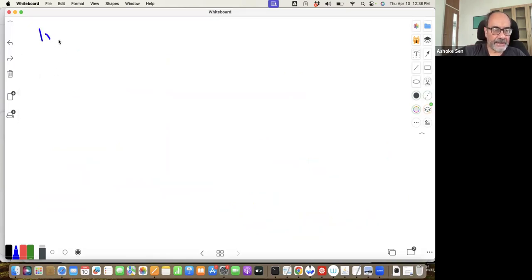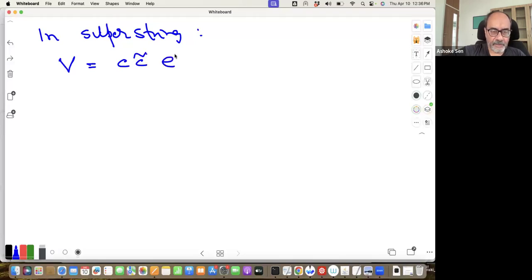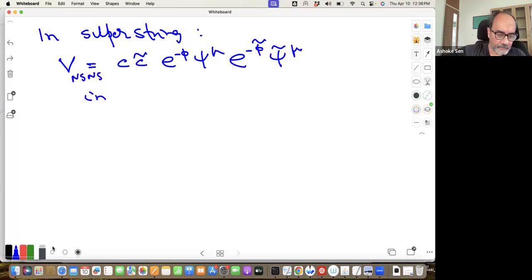Okay. So in superstring theory, it's more or less straightforward. There, the graviton vertex operator, or the massless vertex operator, is of the form c c tilde e to the minus phi psi mu e to the minus phi tilde psi tilde mu. This is in the NS sector, this is NSNS. So then again, the one-point function.